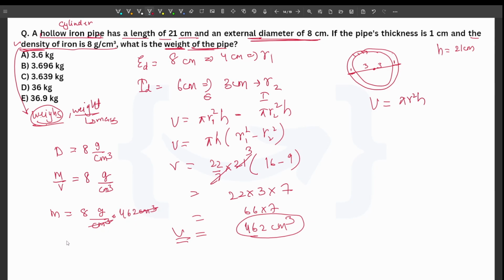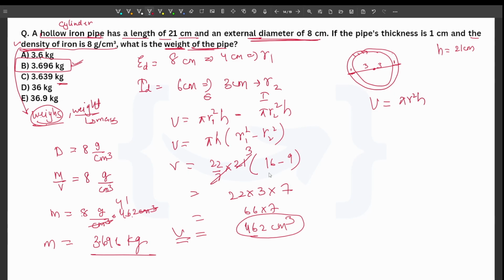Centimeter cube will go away. It will become 8 times 2 is 16, 1 carry. 8 times 6 is 48, 49. 4 carry. 8 times 4 is 32. 3696 gram. But in the question, the options are in kg, so just divide by 1000. So it will become 3.696 kgs mass, and I can find the right option as 696. So we have B as the right option on this particular question.